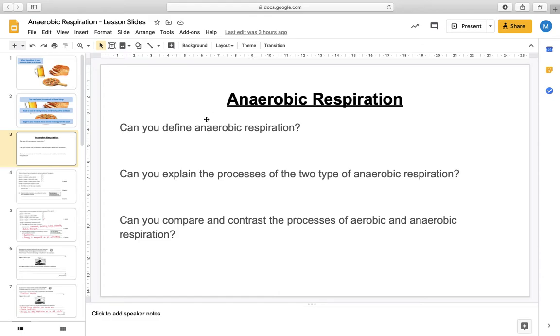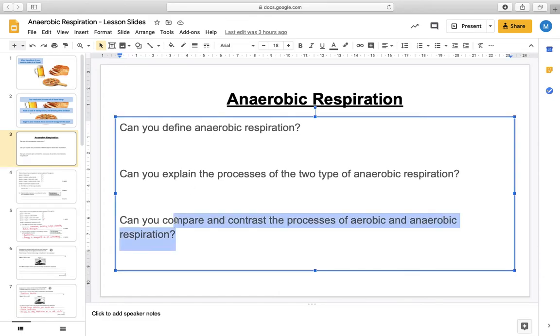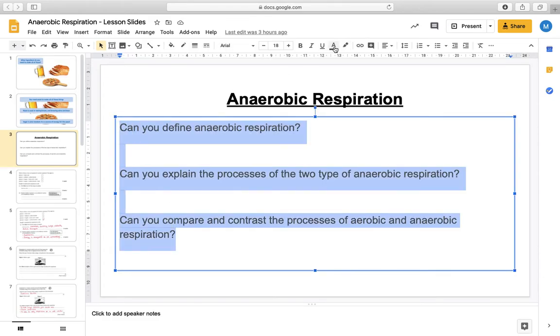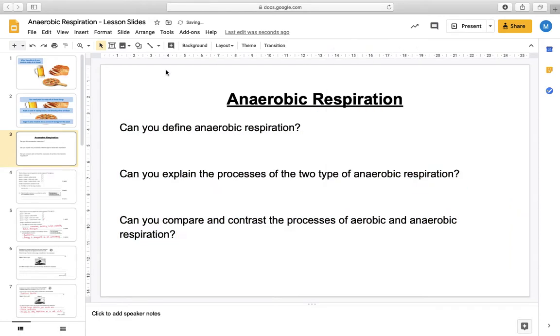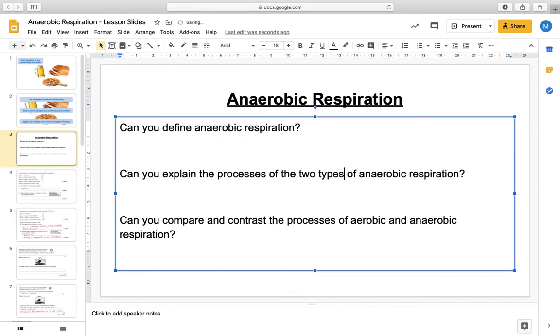So today's title, I would like you to put, please, anaerobic respiration. By the end of the lesson, you should be able to define anaerobic respiration. You should be able to explain the process of the two types of anaerobic respiration. And you should be able to compare and contrast the process of aerobic and anaerobic respiration.